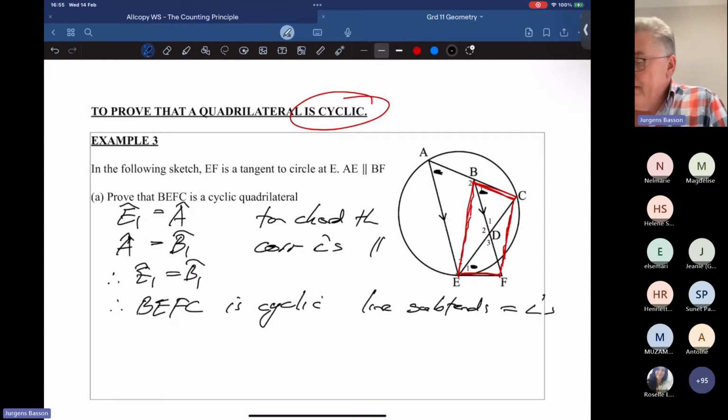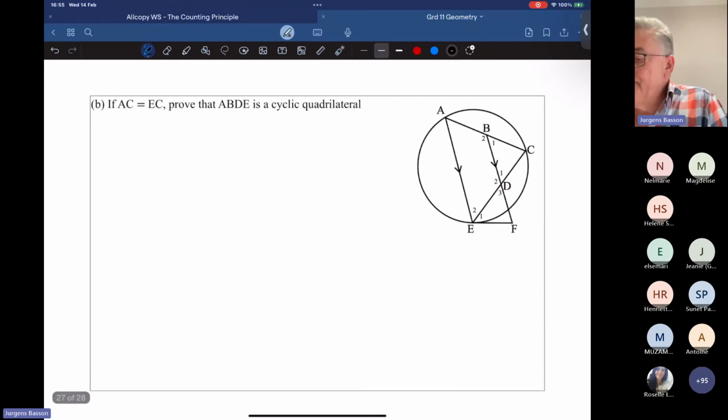This is the A part. There is also a B part, where you can notice it's the same drawing. But now the question is, we must prove ABDE is cyclic, but now there's something else given to us, which is not on the drawing. So that is quite important that we must have that.